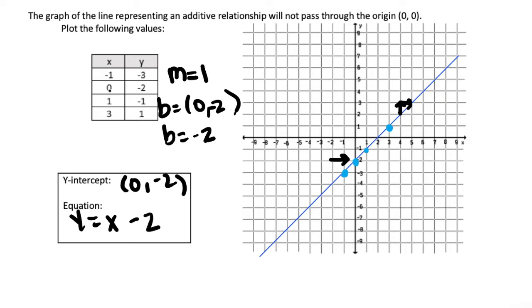That means if I plug in an x value from our table, like if I plug in 0, 0 minus 2 is -2. I can plug in 1. 1 minus 2 is -1. 3, 3 minus 2 is 1. So all of those are working for that rule that we got from our graph.